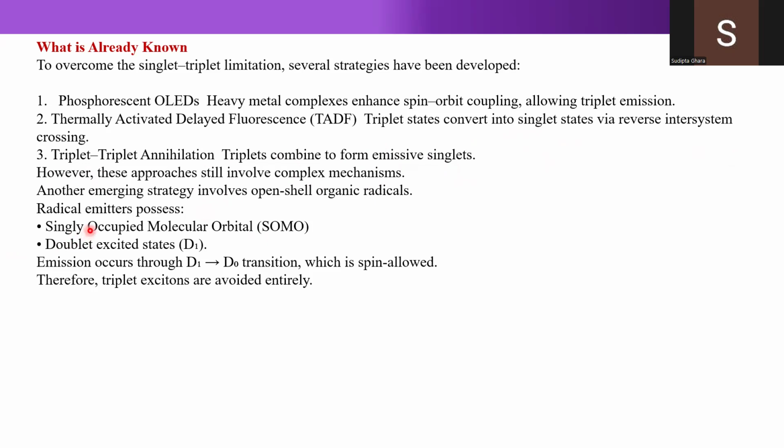The current or latest strategy is the open-shell organic radical, which is a radical emitter process. The singly occupied molecular orbital possesses the doublet excited state. So emission happens from D1 to D0, which I have already explained. Only one type of transition is possible, from D1 to D0, so there is no need to worry about triplet excitons or singlet-triplet population distribution.